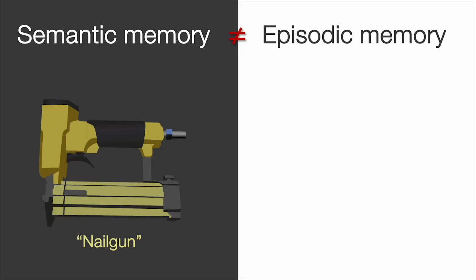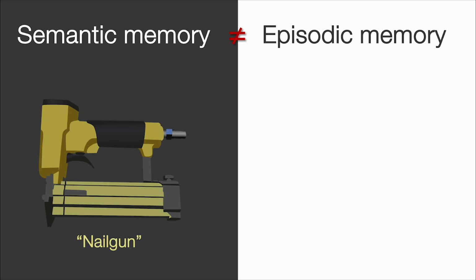So an example of semantic memory would be a nail gun, or I believe in North America it's called a nailer. But you know what a nail gun is, you know what it does, you know where to find them, maybe what they sound like, what they feel like, the approximate size, etc. All of that's your semantic memory.